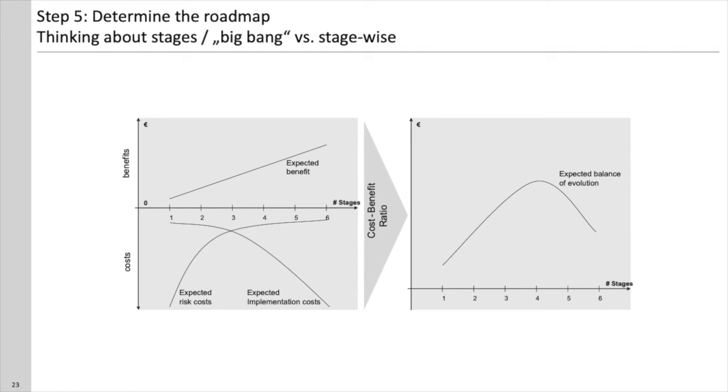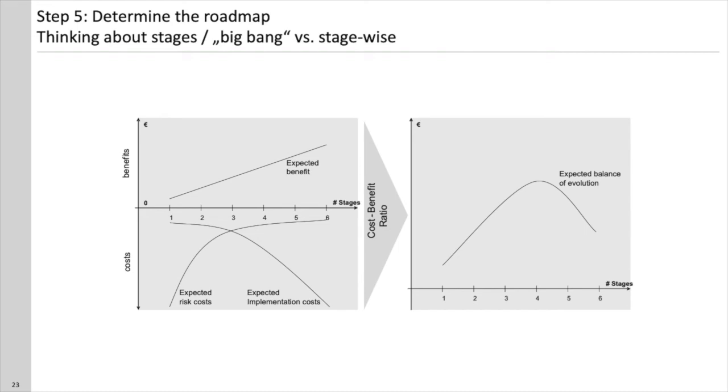A step is carrying out one or more of these activities, a set of whole or parts of activities. And the stage is defined by taking something into operation. So when we want to determine the roadmap, we not only have to talk about the steps, we also have to think about the stages.